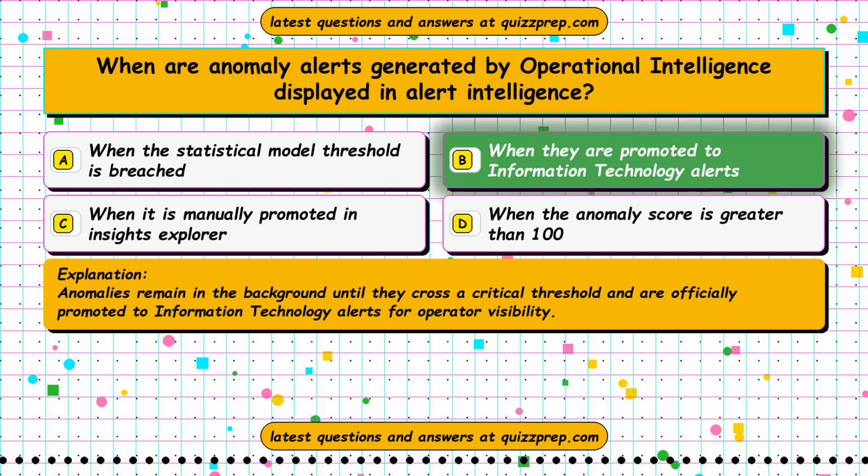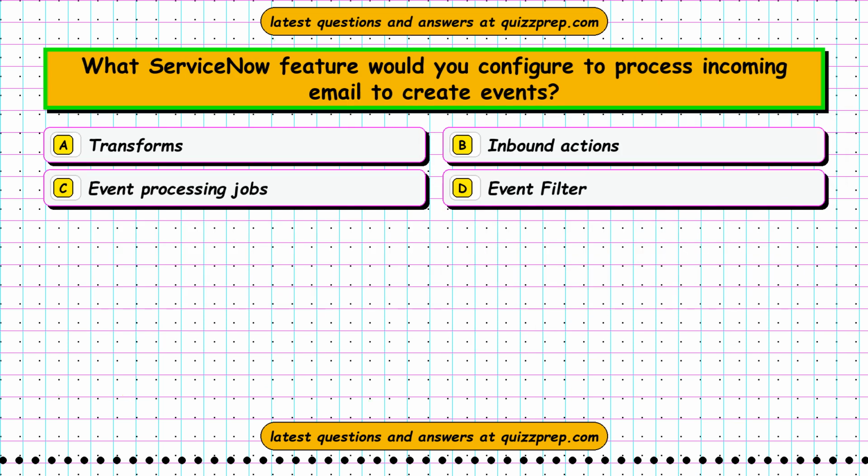Question 48. What ServiceNow feature would you configure to process incoming email to create events? Option A. Transforms. Option B. Inbound actions. Option C. Event processing jobs. Option D. Event filter.